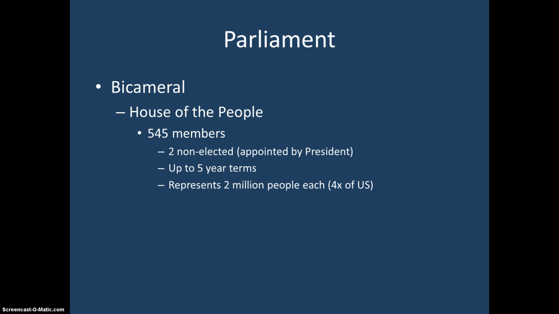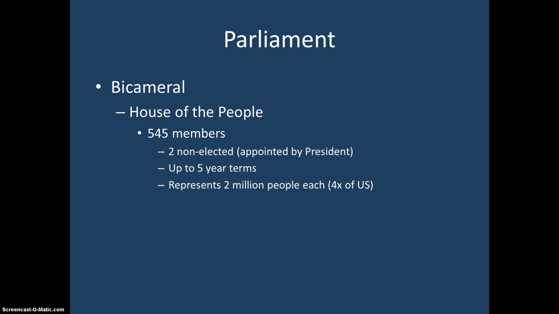So Parliament, like the US and England, is a bicameral legislature. And the lower house, the one that is directly elected, is the House of the People. That has 545 members, only 2 of which are non-elected, and they serve up to 5-year terms. Now, the way that India and England work in terms of terms is not like America, where there are fixed terms. In this circumstance, the Prime Minister has the ability to call elections whenever he or she wants, but there can be no more than 5 years without an election.